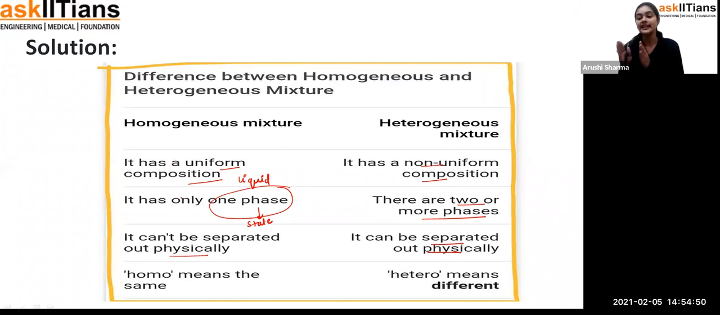But if we see sand water, in the sand water we are able to see the sand, which is the solid, and we are able to see the water as well. So at that point we are able to see the 2 phases. That's how, students, the homogeneous has only one phase, and the heterogeneous has 2 or more phases. So this is the difference between the homogeneous and the heterogeneous mixture.